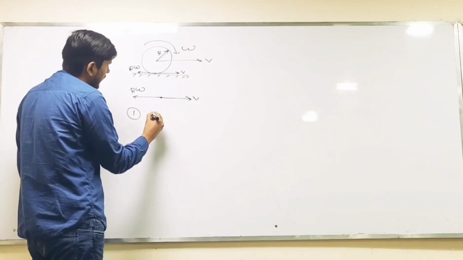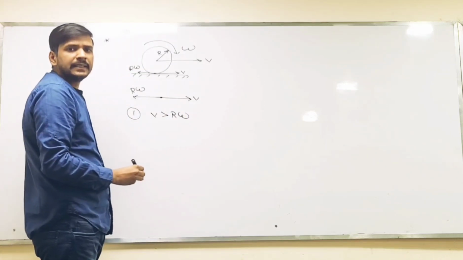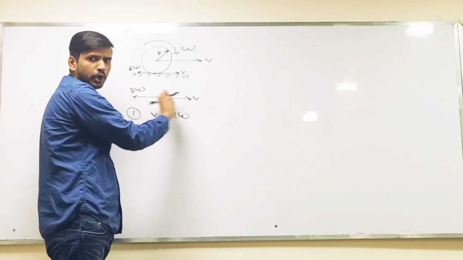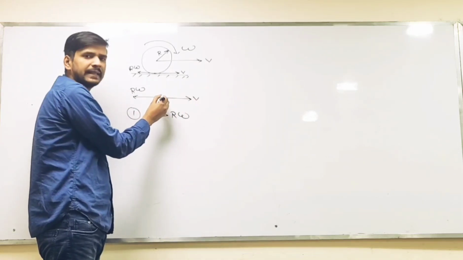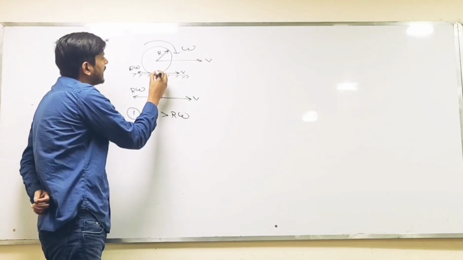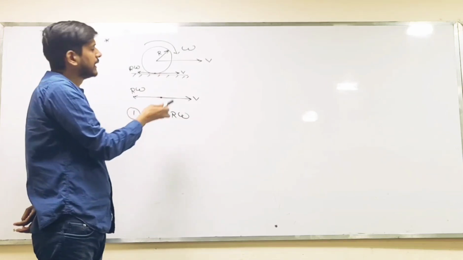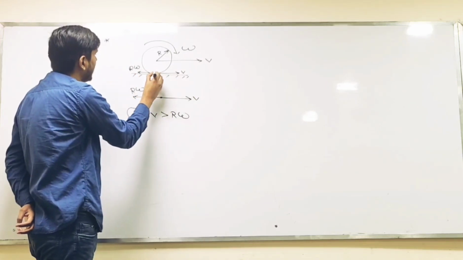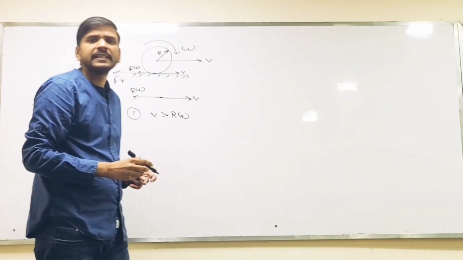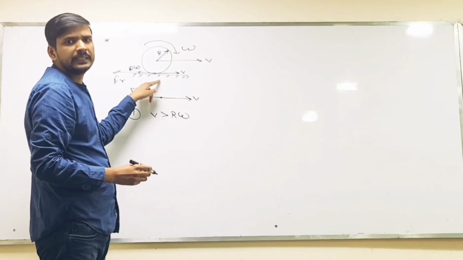First case, when v is greater than r omega. In this case, this point has net velocity in this direction, forward direction, because v is greater than r omega. If this point has net velocity in this direction, ground will exert friction in opposite direction. So friction will act in this direction, and this friction is kinetic friction because this point is moving with respect to ground in the forward direction.